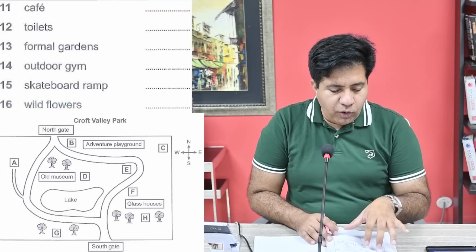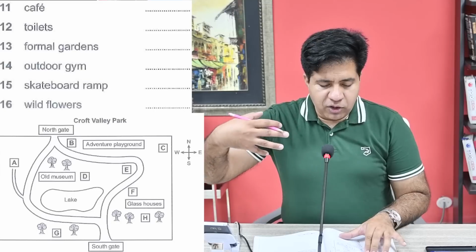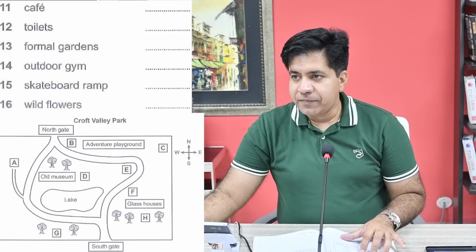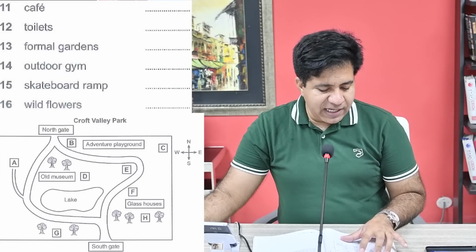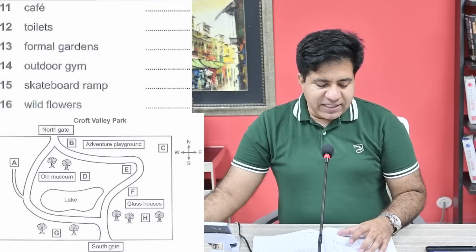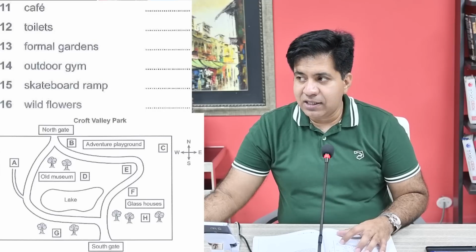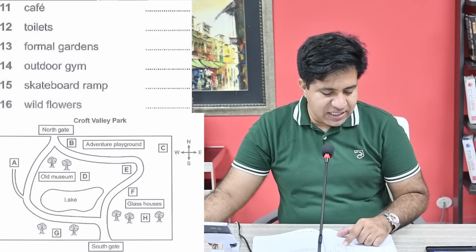And then you can see the old museum. So if they say in front of the lake and next to the old museum, that is D. In front of the lake and next to the old museum, that is option D. If they say behind the glass houses and among the trees, H. Behind the glass houses and among the trees, okay?